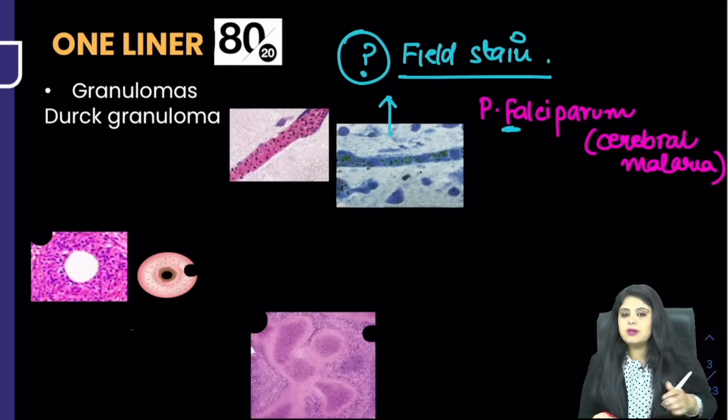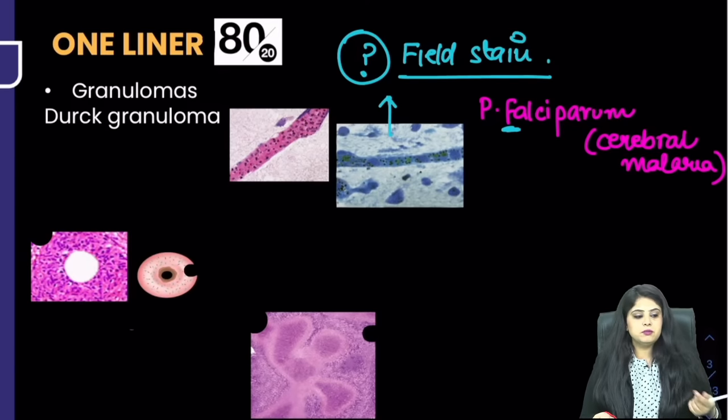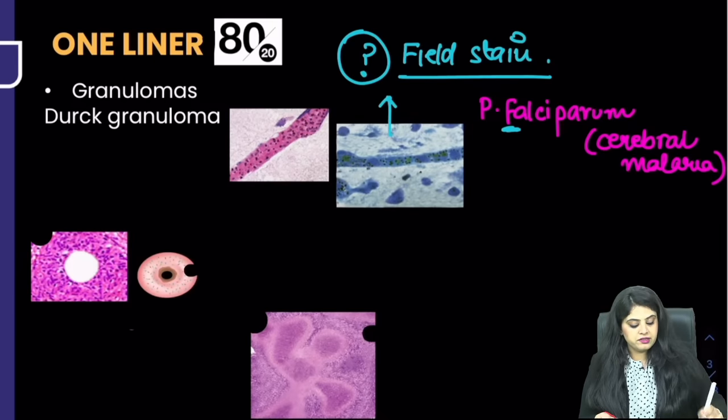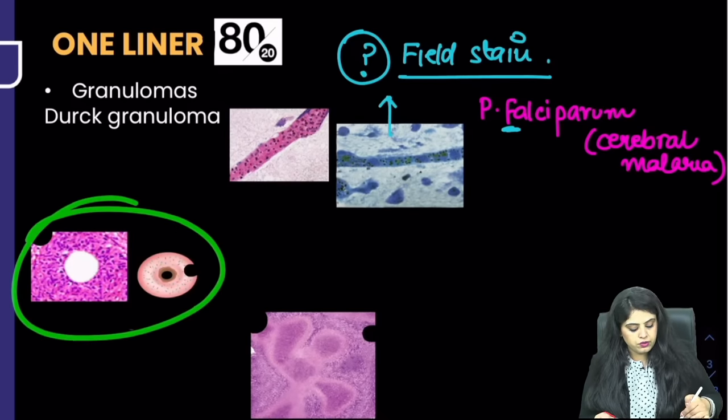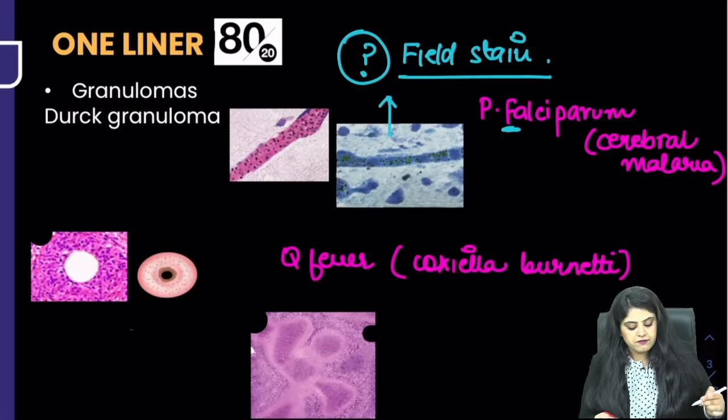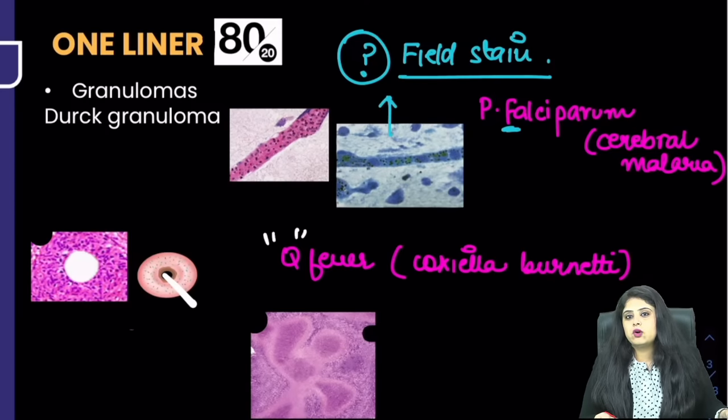Very good. The more that you answer, I'll know that I have to speed it up even more. So I know you know these answers already. Let's move on to the next one. What is this? The one that's looking like a donut. Out of the donut, we all know that we just have to make a Q out of it. So when I make a Q out of it, it becomes a Q fever. And we know Q fever is caused by Coxiella burnetii.